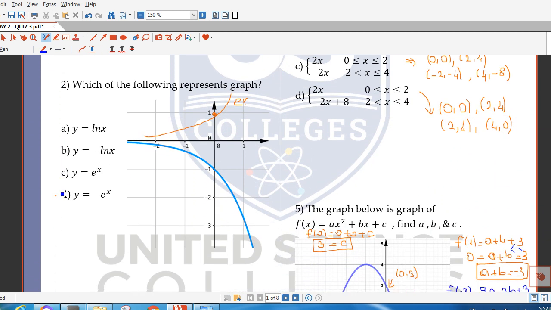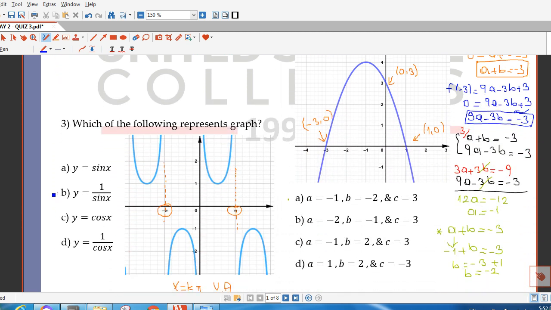Question 2. The given graph is the reflected form of e to the power of x. There is reflection about the x-axis, so it is the graph of negative e to the power of x.